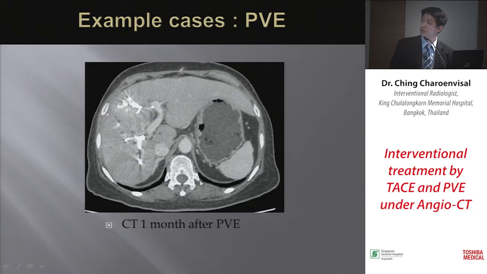CT 1 month after the PVE shows there is glue in the medial branch of the left portal vein, and the left portal vein is still patent, and the main portal vein is still patent. The lateral segment of the left hepatic lobe is larger than on the previous CT.